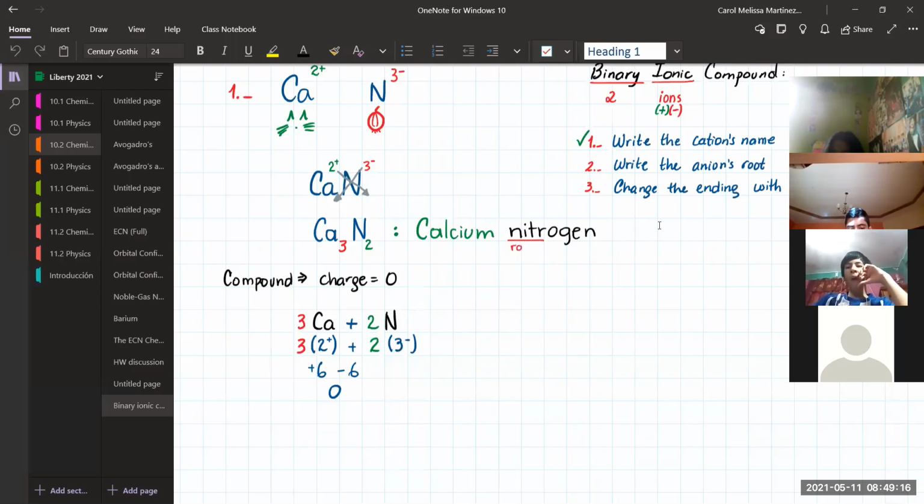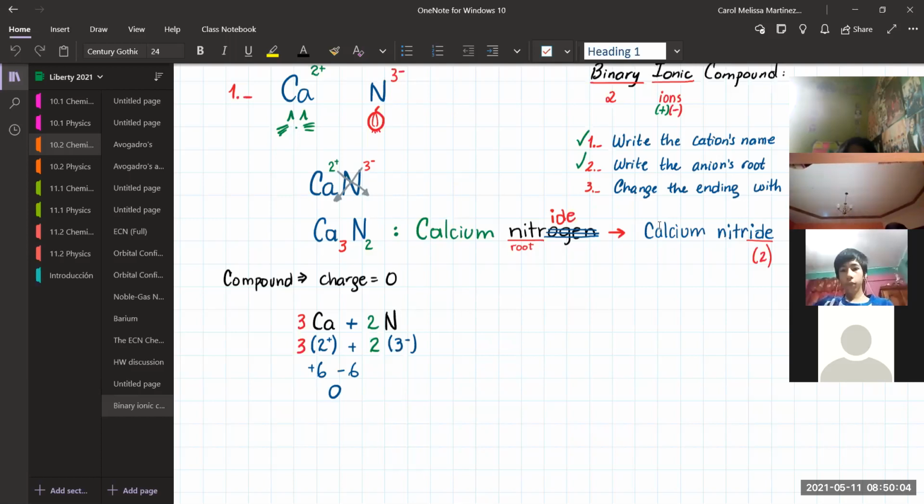And in the last step, it says, change the ending with the suffix IDE. So you're going to get rid of the ending in nitrogen and you will replace it by the suffix IDE. So in the end, the name of this compound is going to be calcium nitride. And the suffix IDE tells you actually that you have a binary compound.